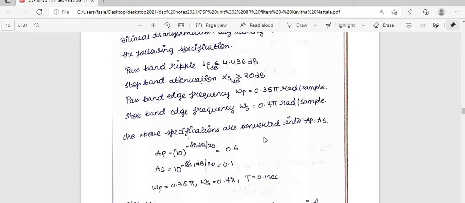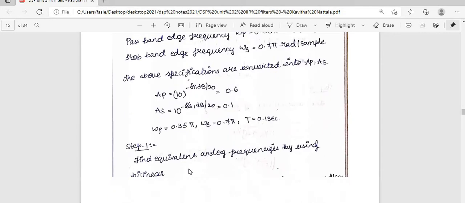In order to do that, first I have to find the gains. Ap is equal to 10 power minus the decibel value divided by 20, because we always write 20 log 10. For a decibel value, if you want to take the anti-log, it becomes 10 power of that factor. So we converted the decibel to the given gain. Ap we found, As we found. Both values we got by substituting 4.436 divided by 20 with the minus sign, and we got this term and the second term as well.